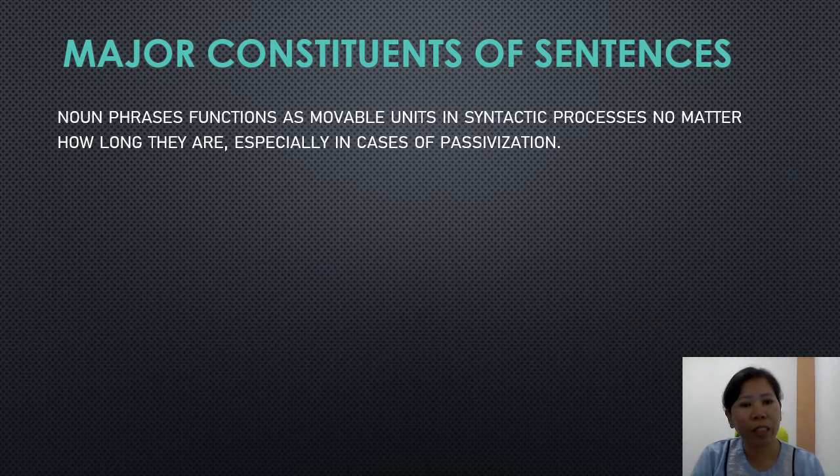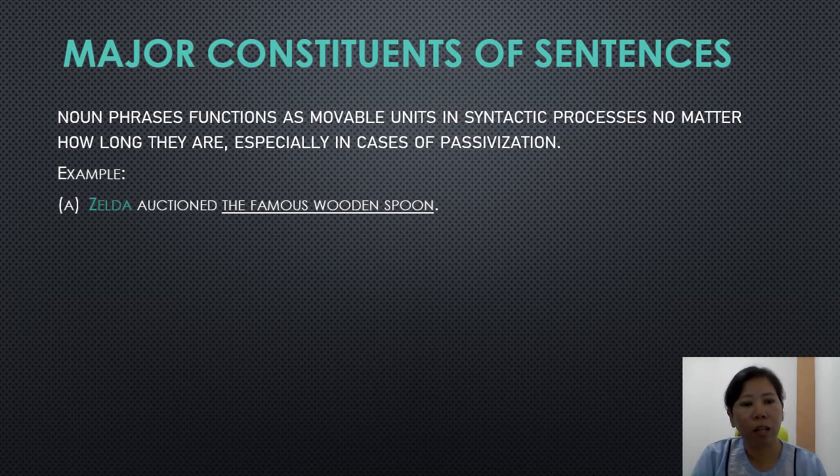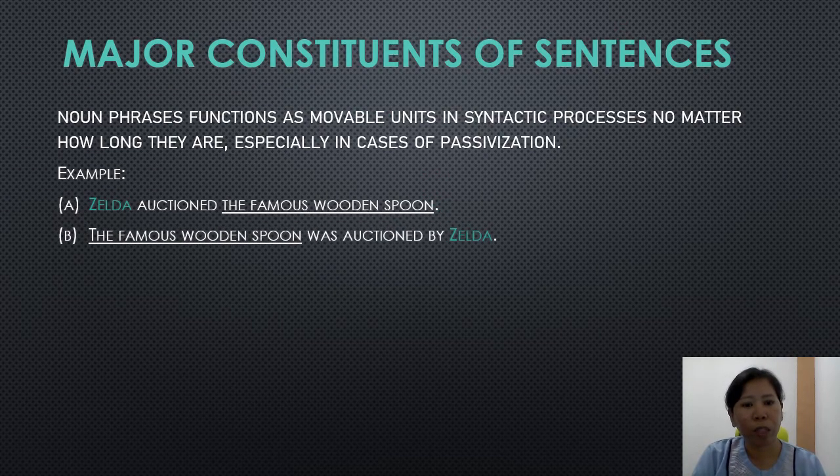A noun phrase or noun phrases function as movable units in syntactic processes, no matter how long they are, especially in cases of passivization. Now, we can notice right here in the first sentence, Zelda auctioned the famous wooden spoon. Zelda is the subject and the famous wooden spoon is the direct object. We can interchange them and just simply say the famous wooden spoon was auctioned by Zelda.